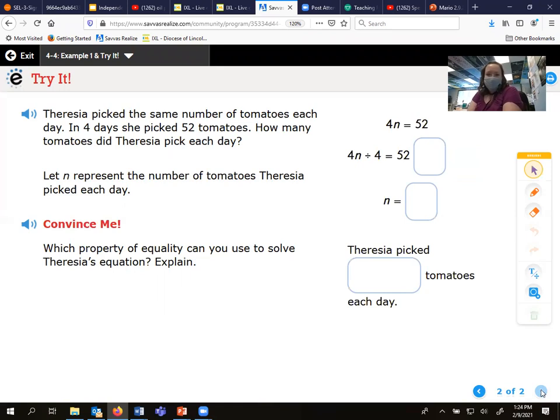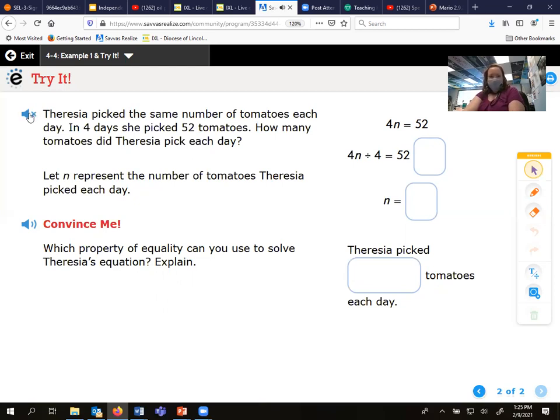Teresia picked the same number of tomatoes each day. In 4 days, she picked 52 tomatoes. How many tomatoes did Teresia pick each day? Let N represent the number of tomatoes Teresia picked each day. So they gave us the equation 4N equals 52 because she picked tomatoes for 4 days and she picked the same number of tomatoes.